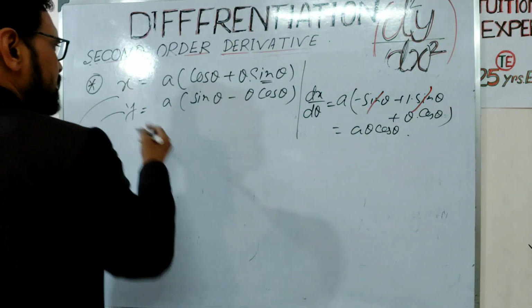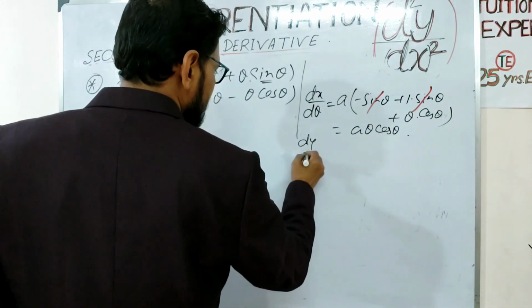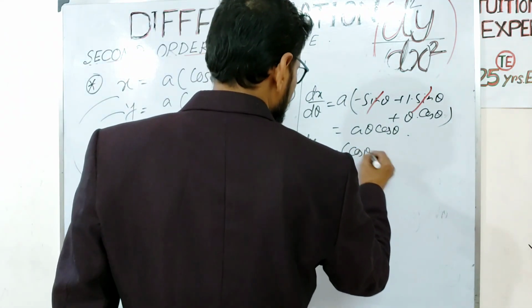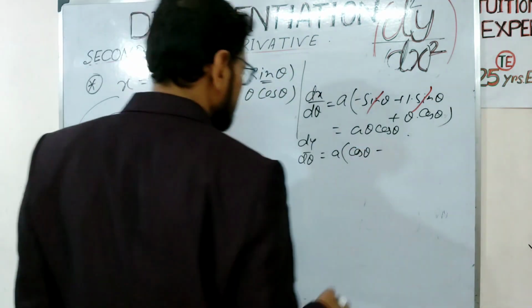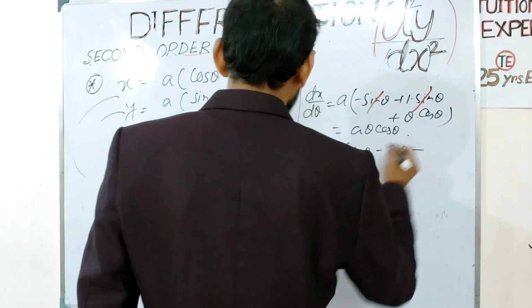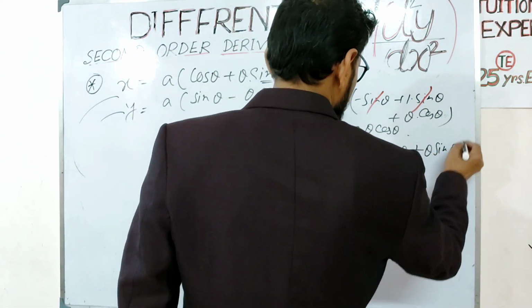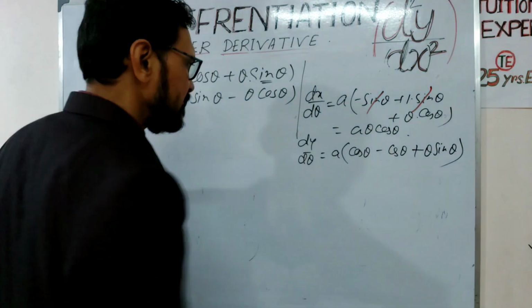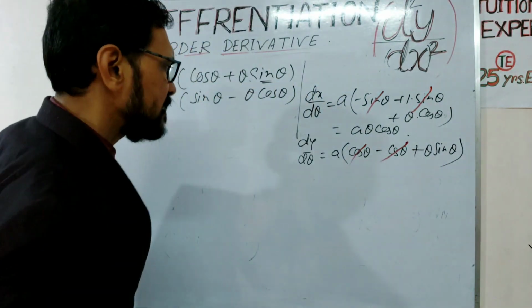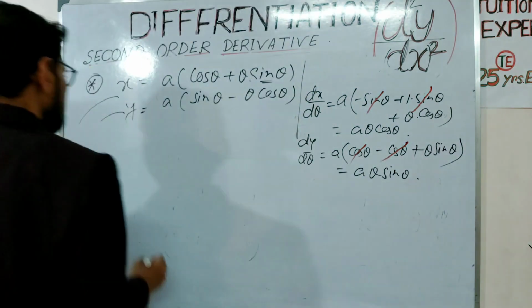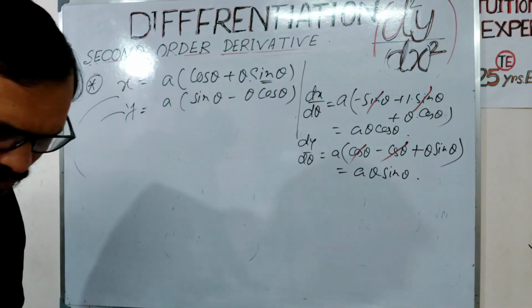And what is dy by d theta? Dy by d theta is a into derivative of sin theta is cos theta, minus theta derivative 1 then cos theta, minus theta, that is plus theta sin theta. So this and this cancel, so a theta into sin theta.